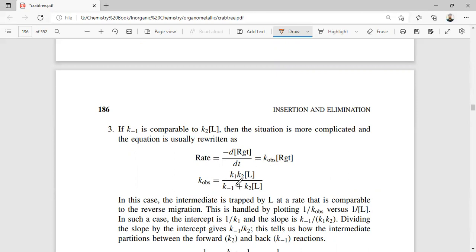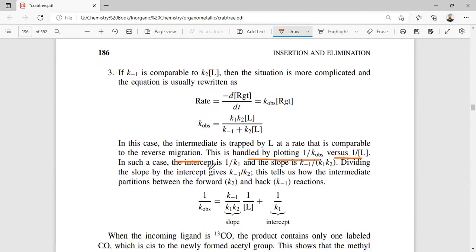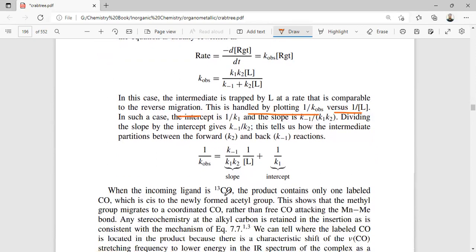Here K observed is K1 K2 L divided by K minus 1 plus K2 L. So in this case, the intermediate is trapped by L at a rate that is comparable to reverse migration. This is handled by plotting K observed versus L. In such a case, the intercept is 1 by K1, and dividing the slope by the intercept gives K2 over K minus 1. That is still the intermediate partitioning between the forward and backward reaction.